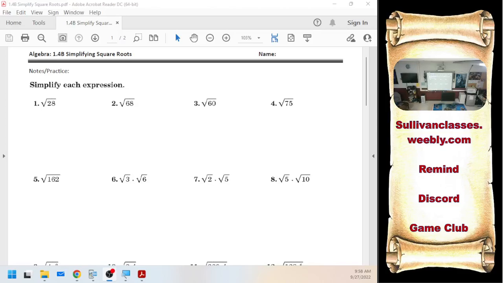All right. Does everyone have their perfect square list? Hey, do you have your perfect square list?